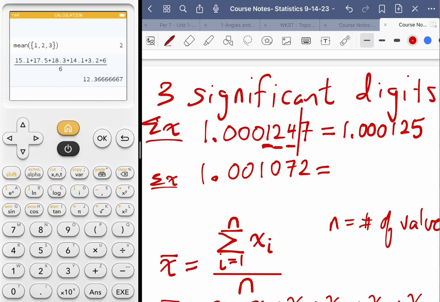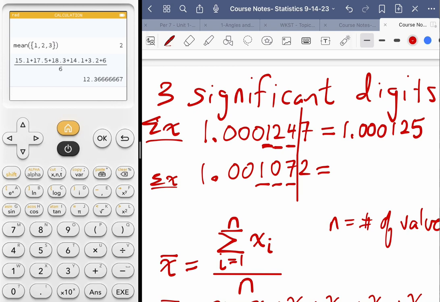For the next example, see I have the 2 zeros. I'm going to ignore those. I'm going to start my count at the 1 and still go 3 places from there. Right? Even though the second value after I start my count is a 0, that's still part of the 3 significant digits. Right? So I'm going to cut it off right here.